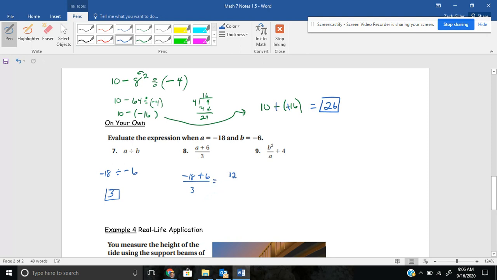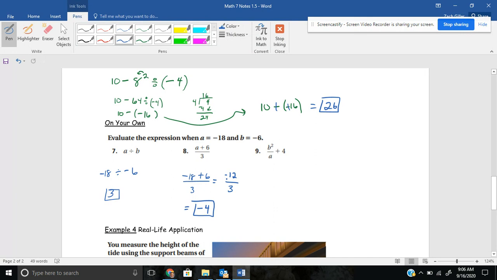And which one of these has the greater absolute value? The negative does, so it's going to be negative 12. And negative 12 over 3, what is negative 12 divided by 3? Well, now I have different signs, which will always give me a negative when I'm dividing or multiplying. And 12 divided by 3 is 4, so negative 4.